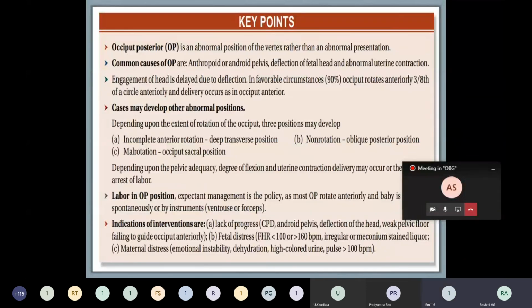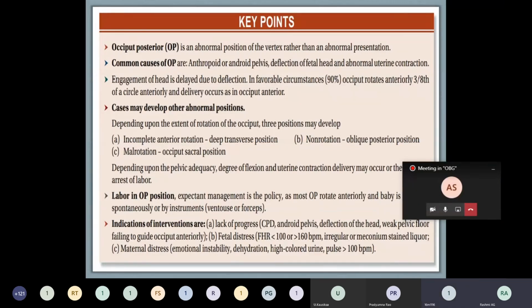other abnormal positions. Depending upon the extent of rotation of the occiput, mainly 3 types of position can develop. One is an incomplete anterior rotation, which can result in a DTA or a deep transverse arrest. Non-rotation can result in oblique arrest or the oblique posterior position, and malrotation, wherein there can be occipitosacral position. And if the pelvis is spacious, gynecoid and anthropoid pelvis, you can have a face to pubis delivery. Labor: expectant management is the policy, as most occipital posterior rotate anteriorly and the baby is delivered spontaneously or by instruments.